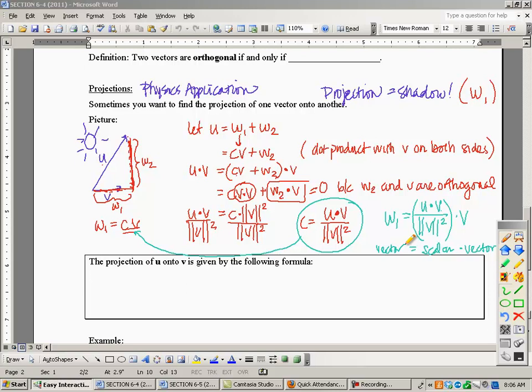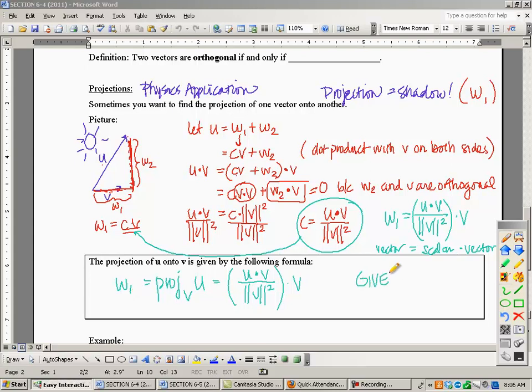So here's the formula we end up getting through all of that. The way we write it is we say the projection of U onto V, so the V is the little one, is found by doing the dot product of U and V over the magnitude of V squared, multiplied by vector V. And this is the same thing in all of our pictures as W1, and we're going to use W1 the whole way through.